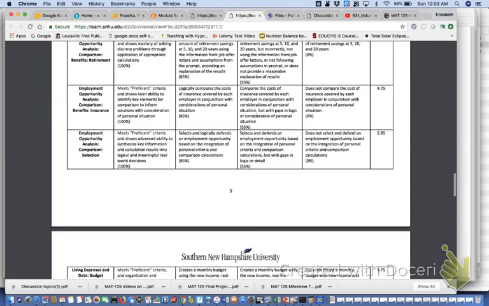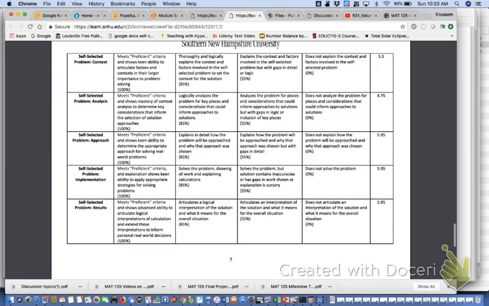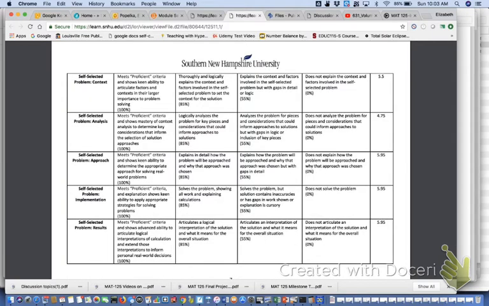Well, if you look here at this rubric, and we're looking at how we would address your points, does not explain the context and factors, okay? So if you literally just tell me, I picked this problem, I can't give you any points because you did not tell me anything about the context, okay?